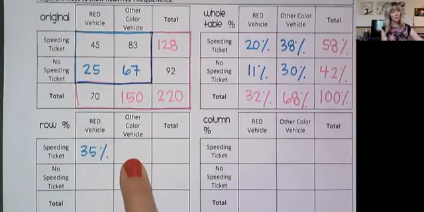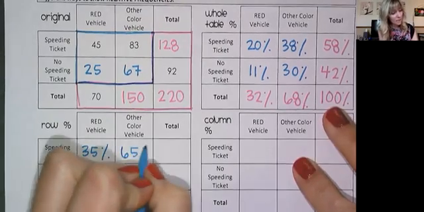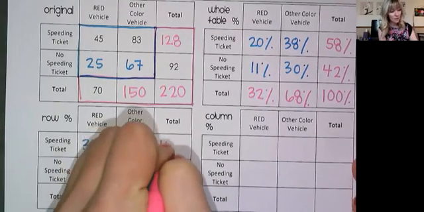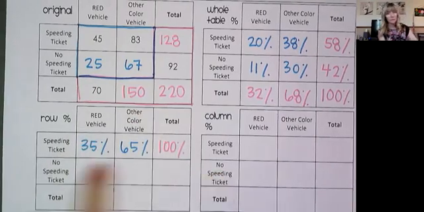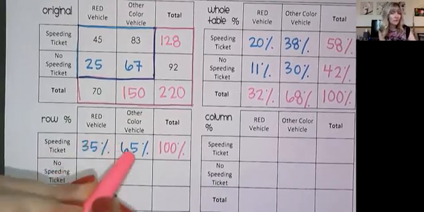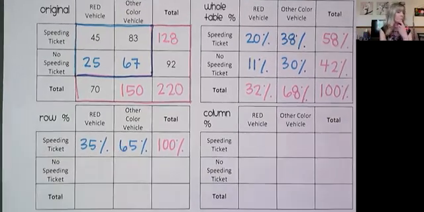Now, if I come over here, this one was 83 out of 128. I am sticking to this row. I'm focused on just that row. So 83 divided by 128 times 100 gives me 65%. And now because I am focused only on that row, guess what 35 plus 65 is? 100%. Because I was only focused on people getting speeding tickets. So now I see that 35% of people who got a speeding ticket drive a red vehicle, and 65% of people that drive any other car color also got a speeding ticket.